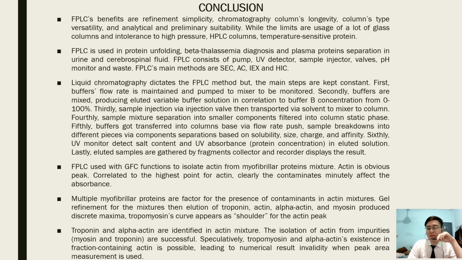Tropomyosin's curve looks like a shoulder to the actin peak. Troponin and alpha-actinin are identified in the actin mixture. The isolation of actin from impurities, myosin and troponin, which are the impurities, is successful. Now, speculatively, tropomyosin and alpha-actinin existence in the fraction containing actin is possible. So this might affect the numerical result validity when peak area measurement is used.